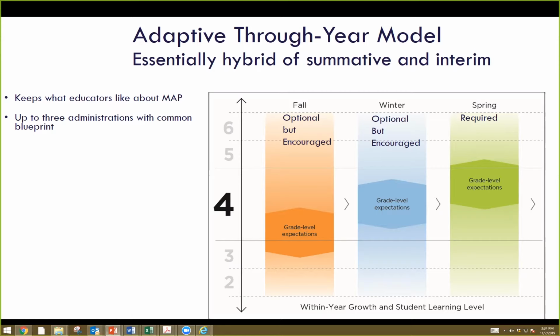You'll notice that in the fall, a student is going to be able to go up or down out of grade level, just like they always have in Map Growth. And so in the fall, they could go below grade level or above grade level, depending on their ability.